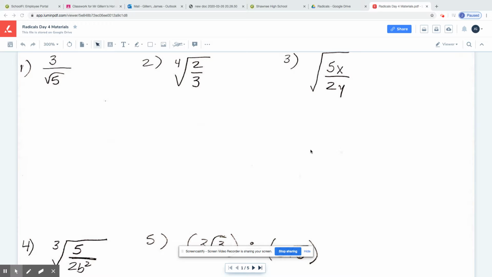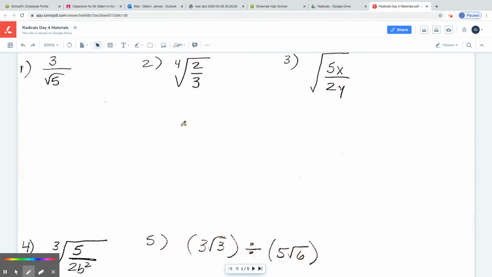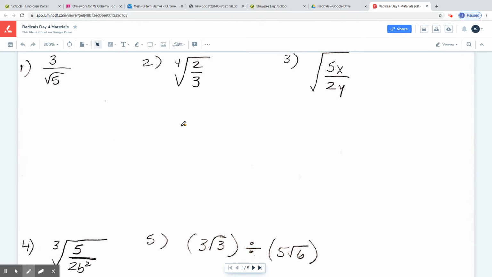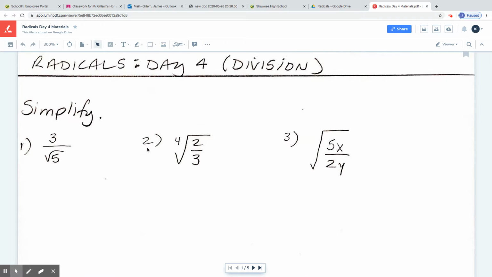Good morning, everybody. Today we are going to do division with radicals. Some of this you've done before with square roots and cube roots. Fourth roots and fifth roots might be a little bit different. That might be new for you, but most of this you have done before. All right, so this is day 4, division.